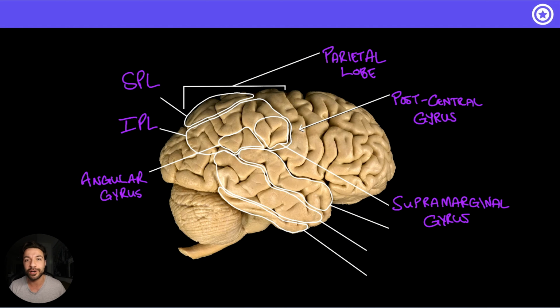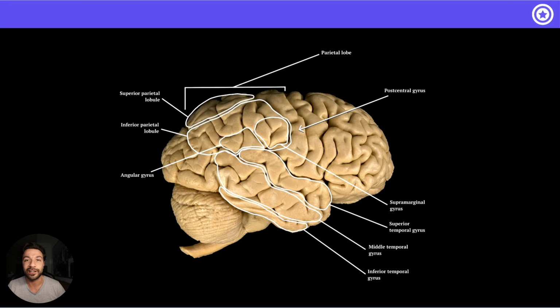And then finally, within our temporal lobe, we have that superior temporal gyrus, that middle temporal gyrus, and that inferior temporal gyrus. Now let's just confirm that we got everything right. So we got our parietal lobe, we have that postcentral gyrus, superior parietal lobule, inferior parietal lobule, we have that supramarginal gyrus, that angular gyrus, and then our three temporal gyri, the superior, middle, and inferior.